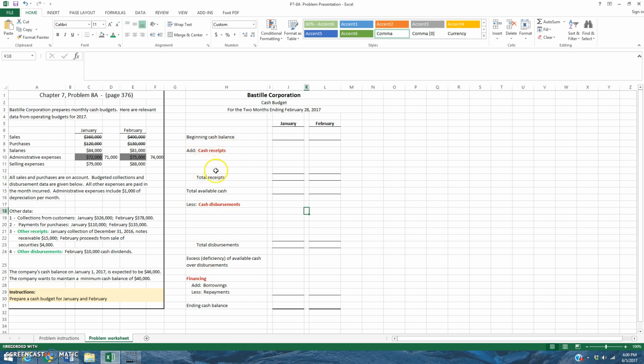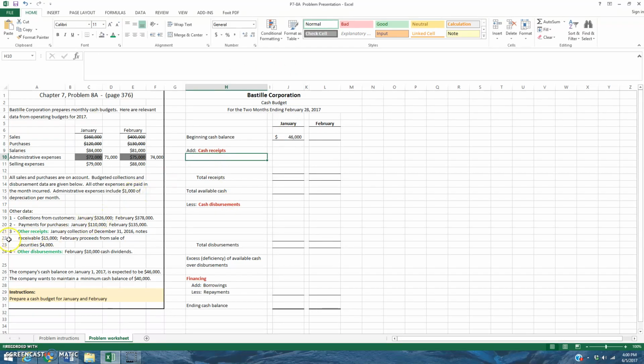We'll add our cash receipts, get some totals there, add some cash disbursements with some totals, take the difference of the two, add any financing that needs to be added in or taken out, and then we will have our ending cash balance. So now that we have this, let's get started. And we will start with the $46,000, which is the company's balance on January 1st. So we will put that in as our beginning balance in January.